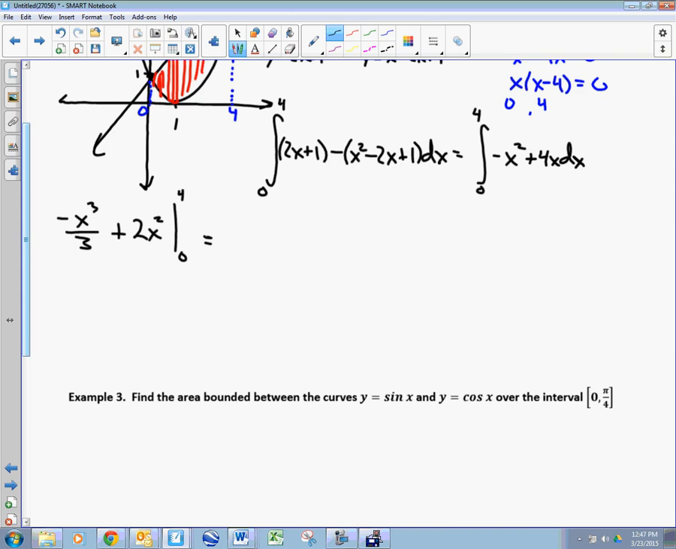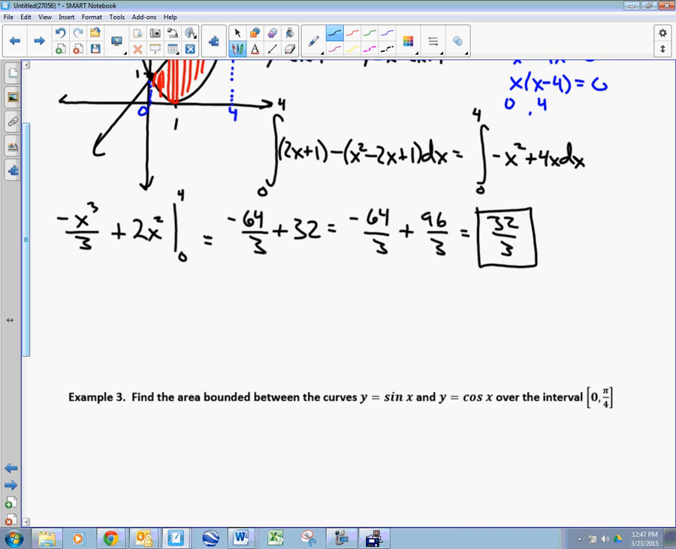Four to the third. Negative 64 thirds. 4 squared is 16 times 2 is 32. Thirty-two can be written as 96 thirds. Thirty-two thirds. Not too bad.